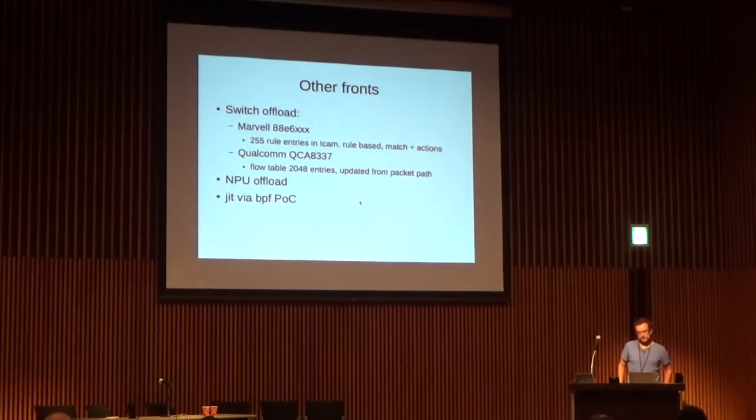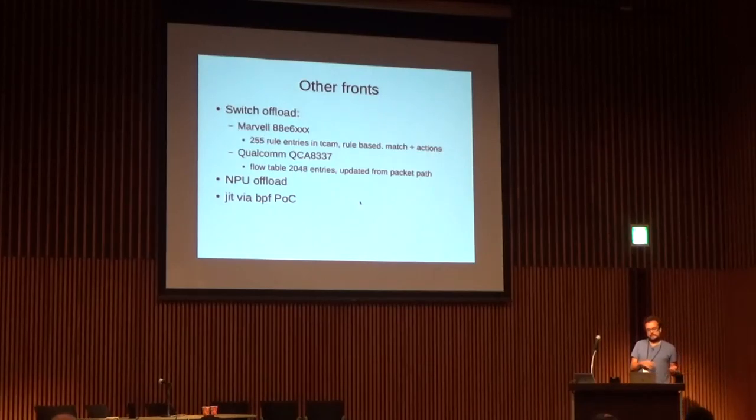Other fronts: all the things that we are looking into are the switch offloads. We have a couple of pieces of hardware that have landed on our hands. Basically, a Marvell 88E6XXX chip. It provides 255 rule entries in a TCAM. It's rule based and provides matches. Basically, you can match everything in the frame up to 47 bytes, and it has actions.